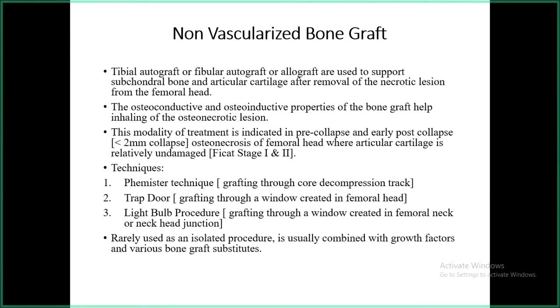This modality of treatment is indicated in pre-collapse and early post-collapse, where the collapse is less than 2 mm, osteonecrosis of the femoral head, where articular cartilage is relatively undamaged. The techniques are again the Phemister technique, grafting through the core decompression tract. You do a core decompression, standard technique, conventional method, and you can put a large 6 to 8 mm fibular graft. That is the Phemister technique. Second is the trapdoor technique as well as the light bulb procedure. It is rarely used as an isolated procedure and is usually combined with growth factors and various bone graft substitutes.